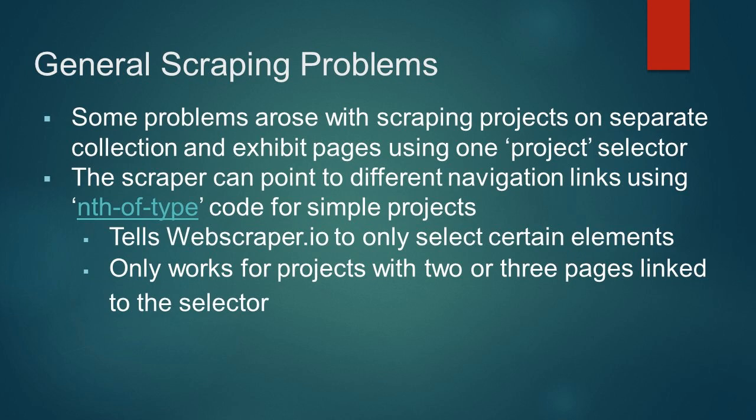And there were a few general problems along the way. The most pressing was when we transitioned to the metadata dictionary, the exhibits and collections pages got combined into one term. So it was a little bit of head scratching trying to figure out how to set a selector to go to both pages. So what we found was this thing called int of type code, which I believe is CSS. The web scraper IO will let you type in that code into the selector. And it basically says to the scraper, I want you to go to this page and not the other one.